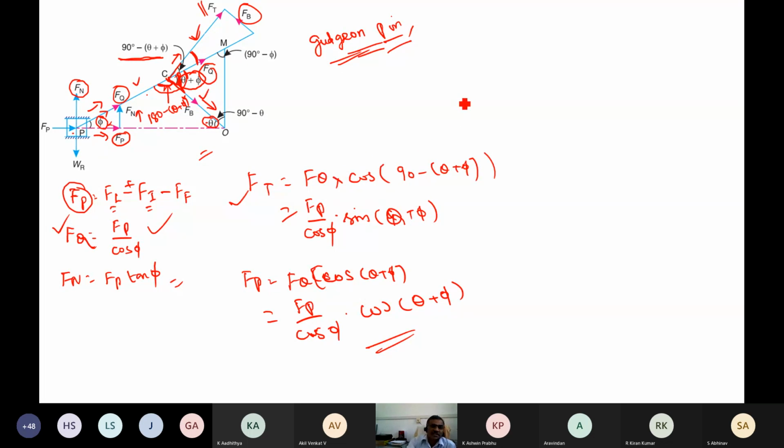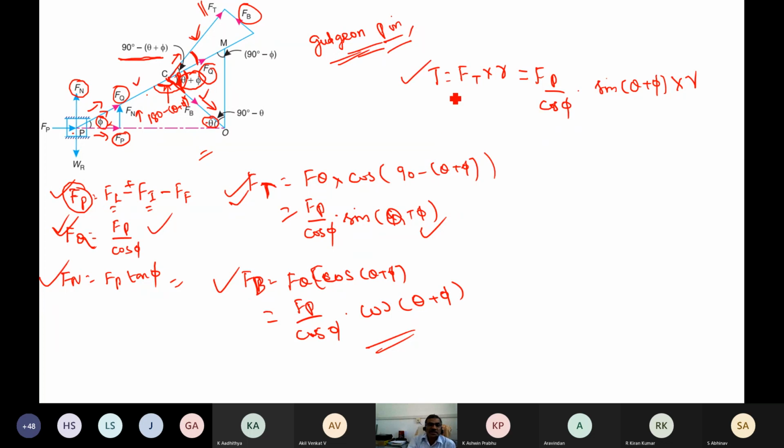And if you want to find the torque, what is torque? Torque is equal to Ft into r. Already we know the value of Ft. Ft is equal to Fp divided by cos phi, into sin (theta plus phi), into r. So we know how to calculate Fq, Fp, Fn, Ft and torque.